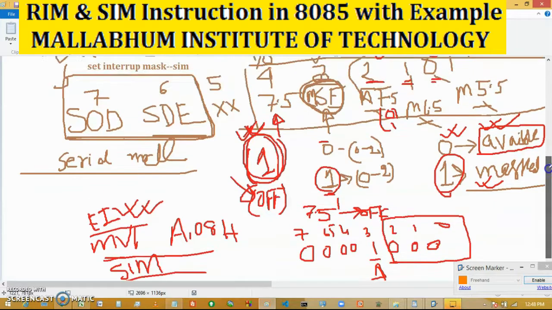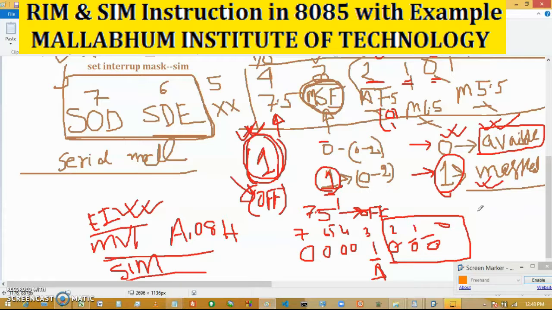Okay, so we can say that if this bit is 1, then whatever the value of these 3 bits, we are getting the output of these 3 bits. Now in that case, 0 means available. That means if D3 is 1 and we are loading 0 in those 3 bits, then RST 7.5, 6.5, 5.5, all 3 interrupts are available to us. So this is the small program implementation of the SIM instruction.